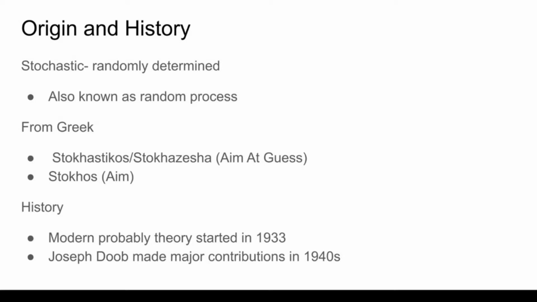So, stochastic itself as a word means randomly determined, so we could also say that the stochastic process is known as a random process. The word stochastic itself comes from the Greek word stochastikos, literally translating into aim at guess, and stokhos is the prefix of it, which literally means aim. The history of it is fairly recent, or at least modern probability theory is. It started in about 1933. The person that made major contributions on this in the 40s was Joseph Doob.